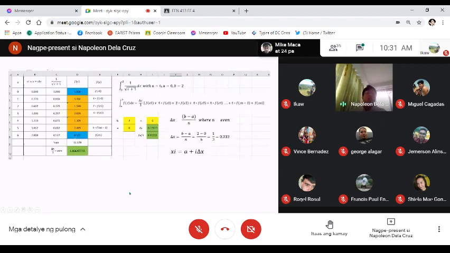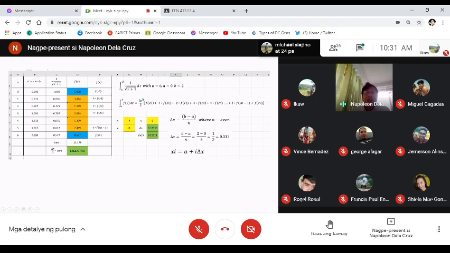Punta na tayo sa spreadsheet. Ito yung first column, second column, third column, fourth column, fifth column. N is 6. So 0, 1, 2, 3, 4, 5, 6. Then you have the delta x is equal to, you input the b here, input the a there, the n there, then you solve for the delta x. B minus A divided by 6, 1/3, ayun, 0.333.